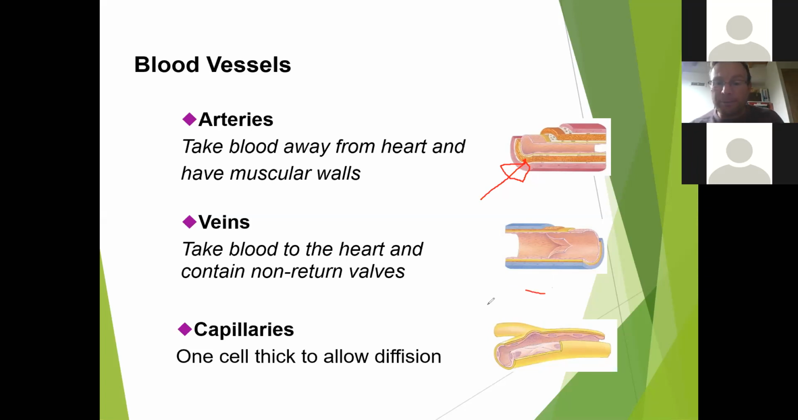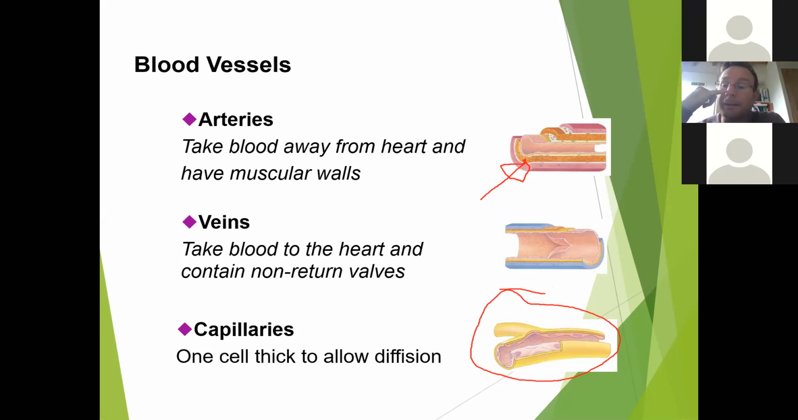At the bottom, we've got a capillary. If you look at that capillary a little bit more closely, you can see how thin it is. It's 1 cell thick. I'm going to try and outline a cell. That's quite difficult. There we go. So they're very thin.